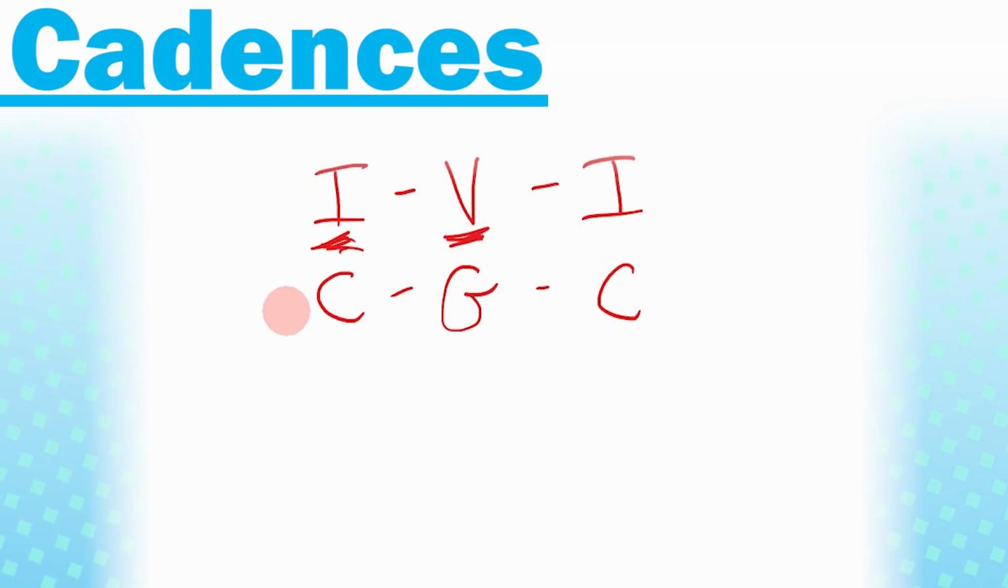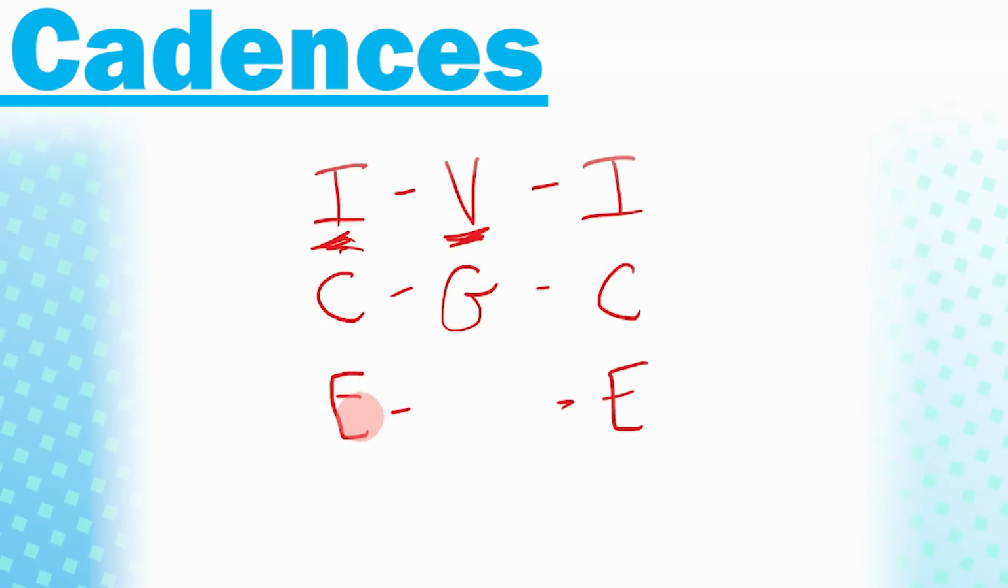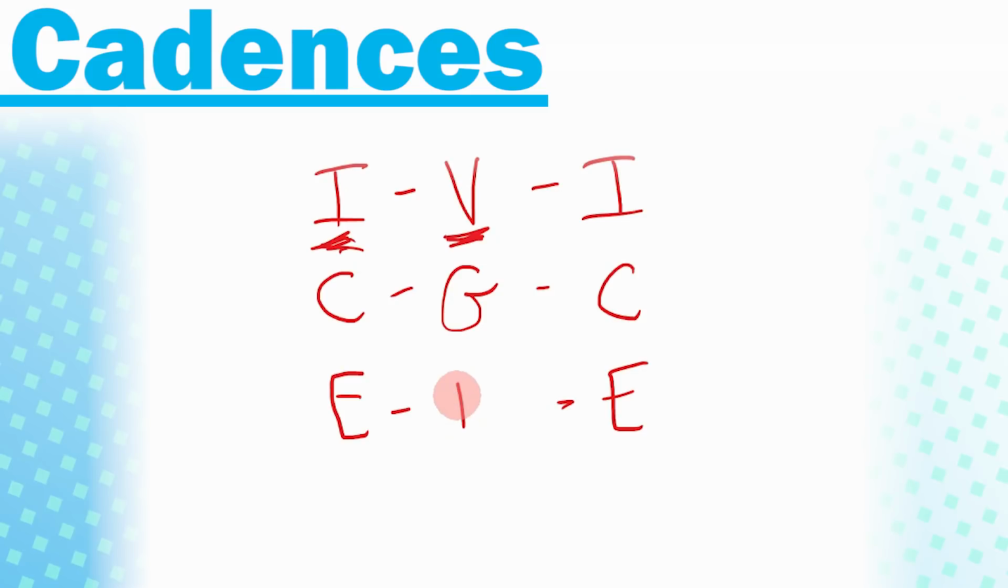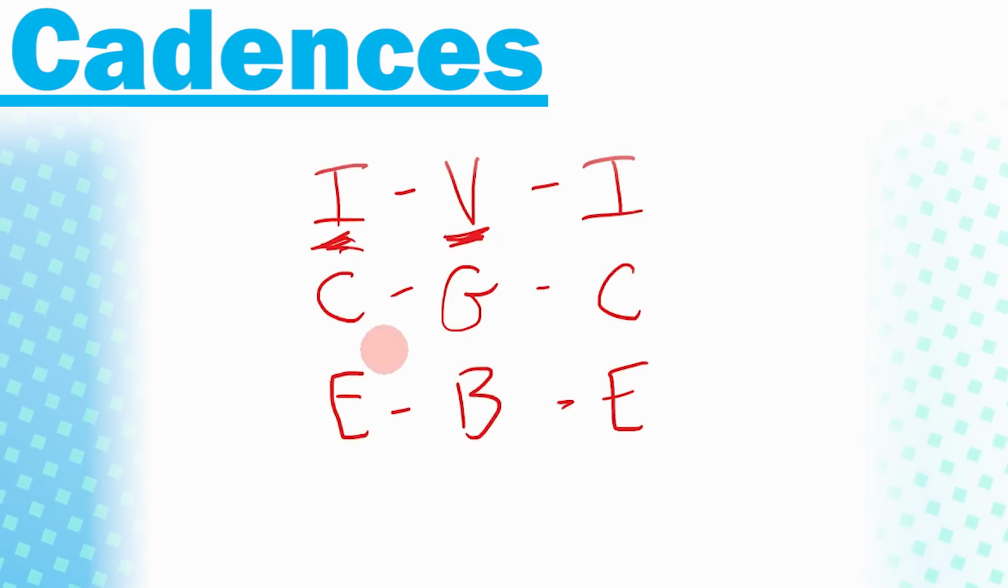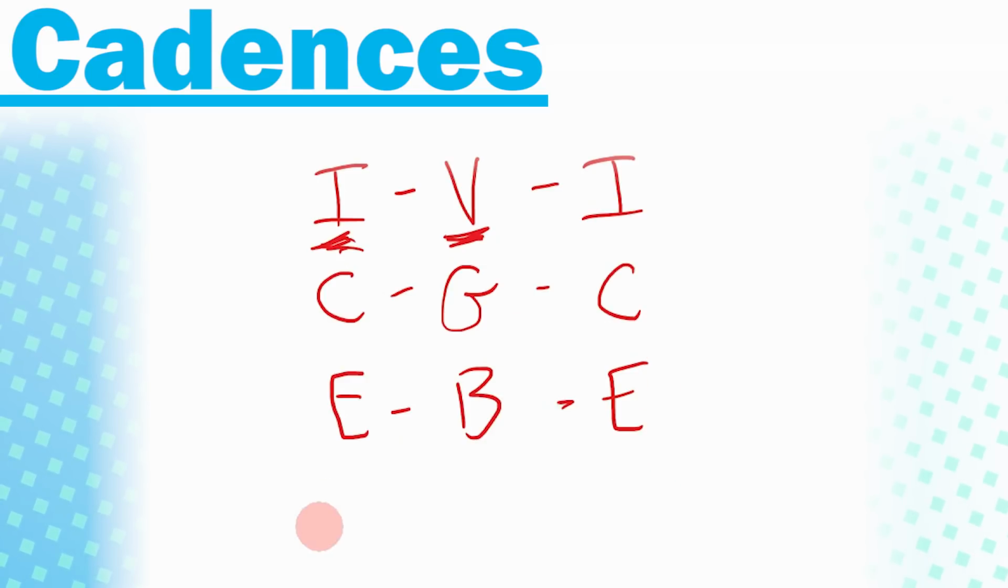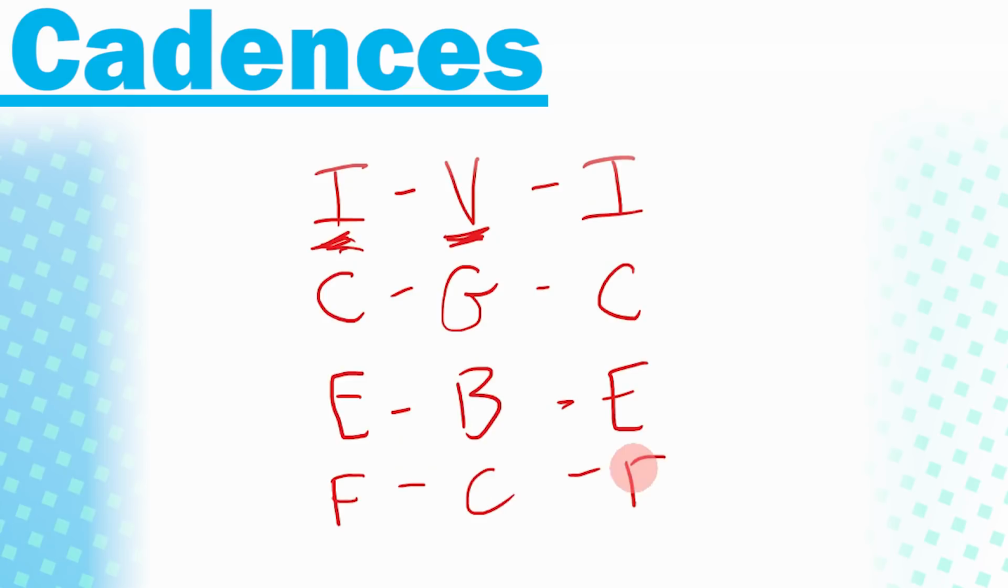Okay, so let's do a couple more examples before hopping to the keyboard. Say you're in the key of E. E major is then going to be your starting point, so your 1 chord is E, and then E, F, G, A, B is your 5th chord. So your chord progression here would be an E chord to a B chord to an E chord. If you were doing F chord, you'd go F chord to C chord to F chord, and so on.